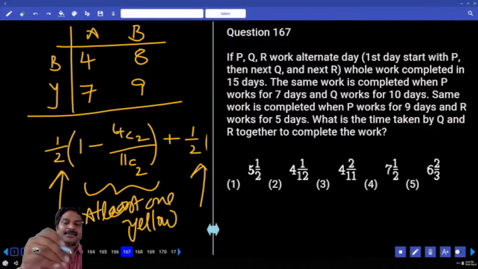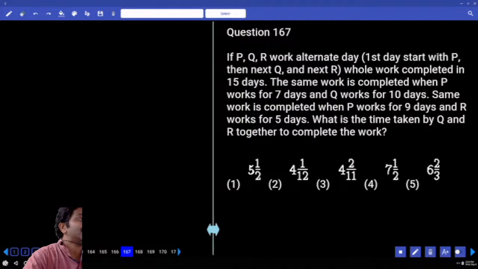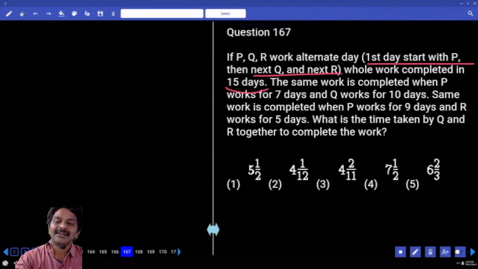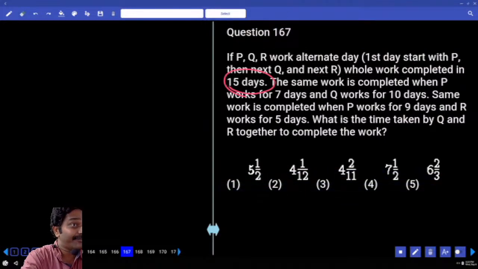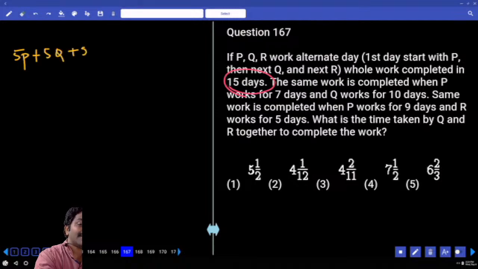Right. So now I am assuming the work efficiencies of P, Q, R as P, Q, R. Do remember I am taking efficiencies of P, Q, R. First day P worked, second day Q, and then third day R. Like that, how many days did they take to complete the work? Out of 15 days, P worked for how many days? 5. Q 5. R 5. That means 5 days of P's work, 5 times P's efficiency, plus 5Q plus 5R. This is the total work. Agreed?